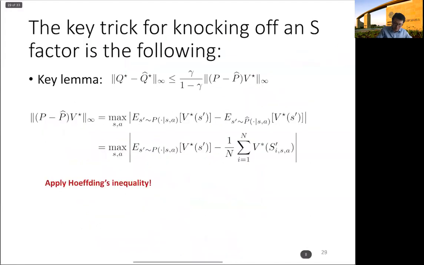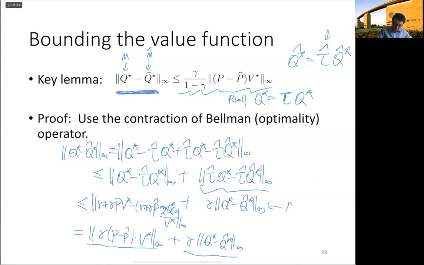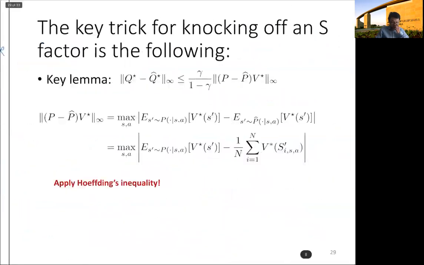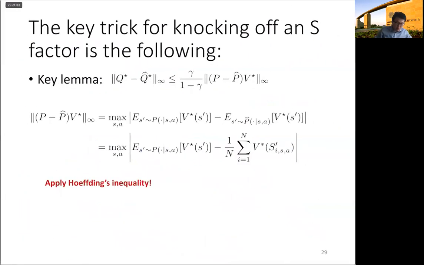So we are applying the Bellman optimality gamma contraction property, and here we're applying the definition of tau hat, which is the Bellman operator of the empirically observed MDP. Okay, so now we get to the key trick of further knocking out a factor of S here by applying this key lemma.